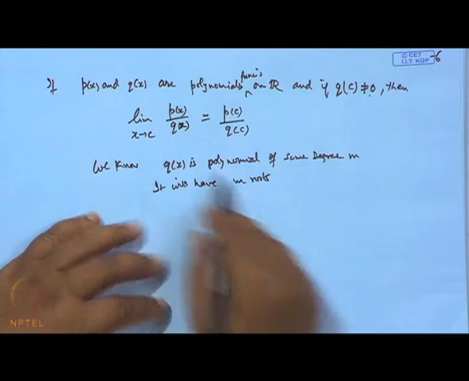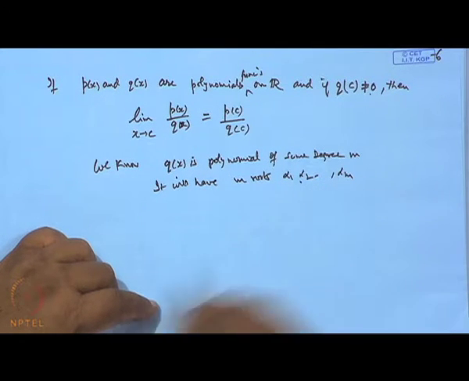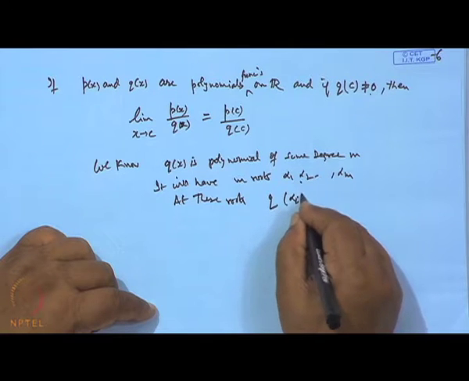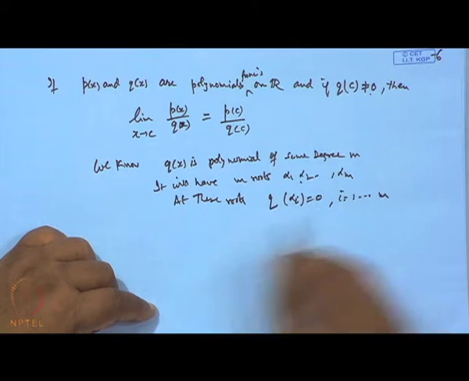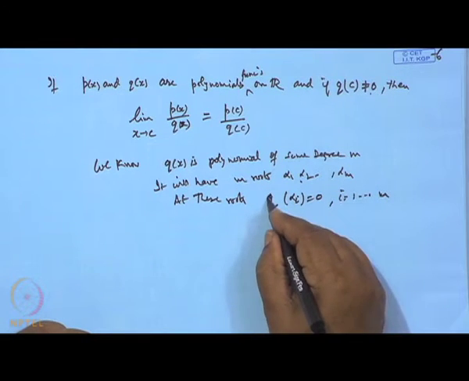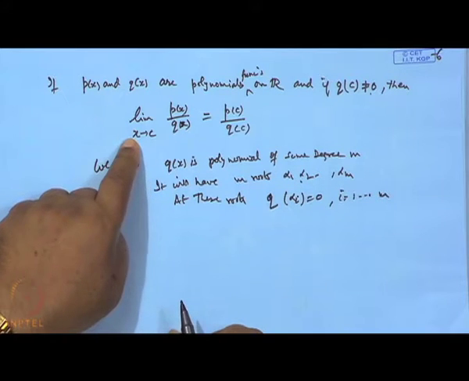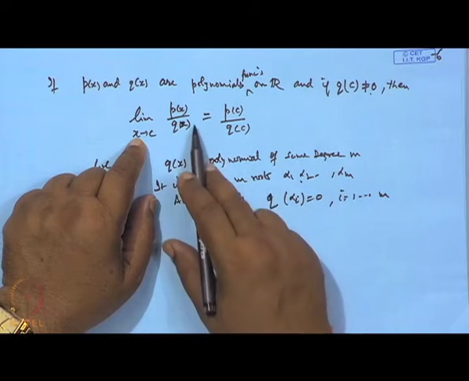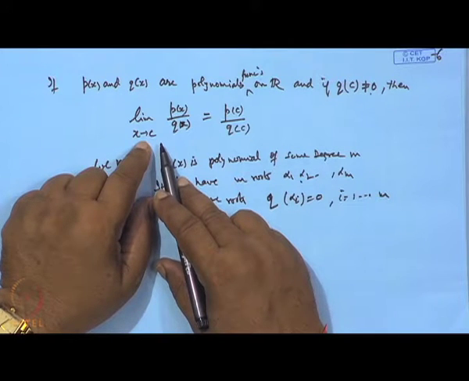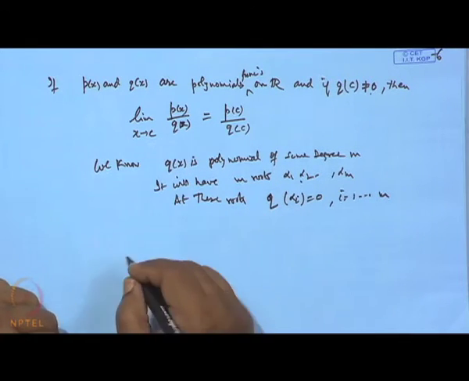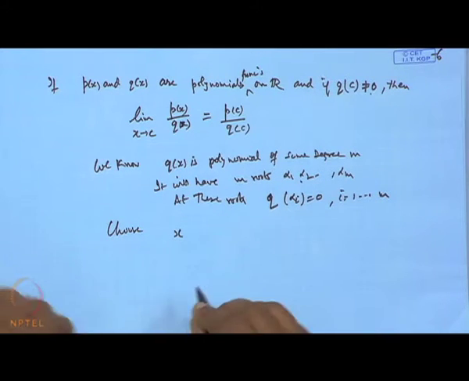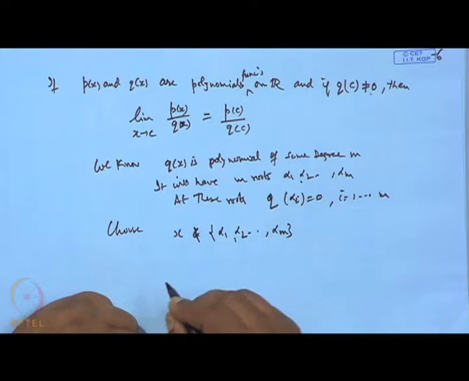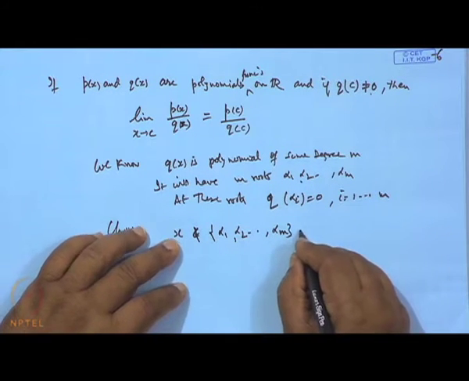It means at these roots alpha 1, alpha 2, ..., alpha m, at these roots, the value of q must be 0. I am assuming all the roots to be distinct and real. So, q must be 0. So, it means when you approach c, then the path should not contain this point, because if it contains this point, then you cannot find the limit of q(x) when x tends to c. So, what we do is we choose x which is not in this set alpha 1, alpha 2, ..., alpha m, which is different from this. Okay. And then this x is tending to c.